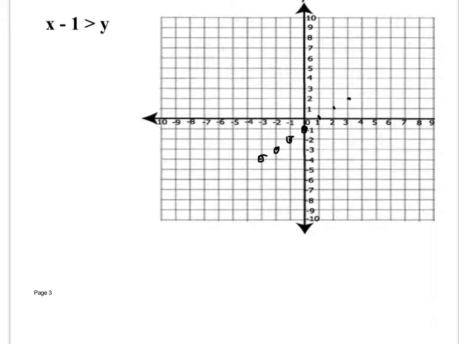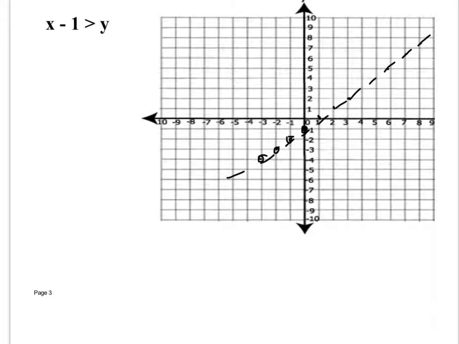It is dashed because it's less than or greater than. If it's less than or equal to or greater than or equal to, that's the solid line. But it does not have a line under it, so it's not equal to it. It's a dashed line. Okay?